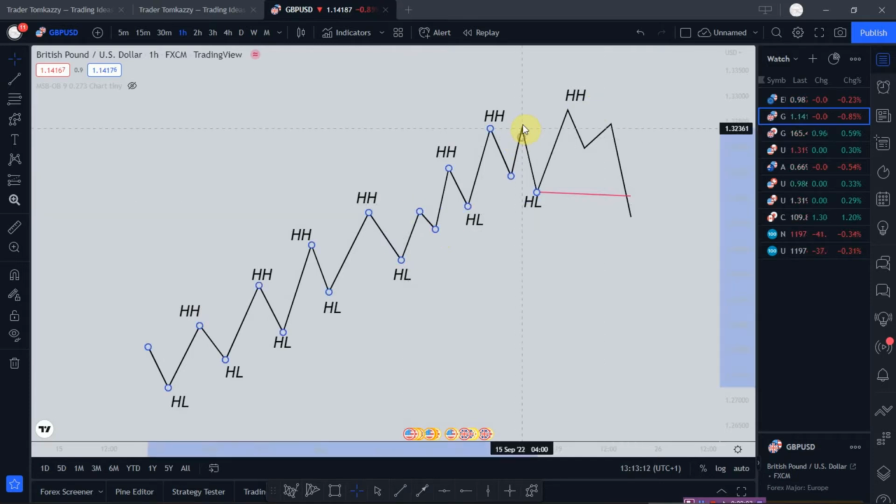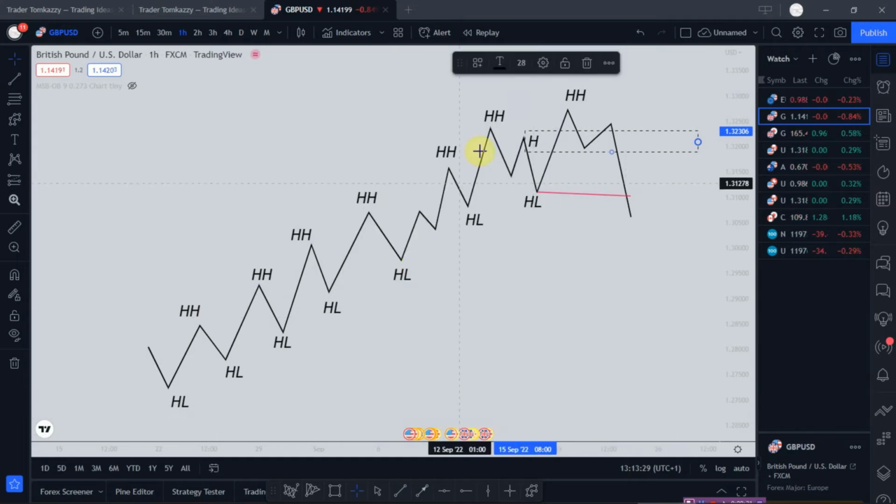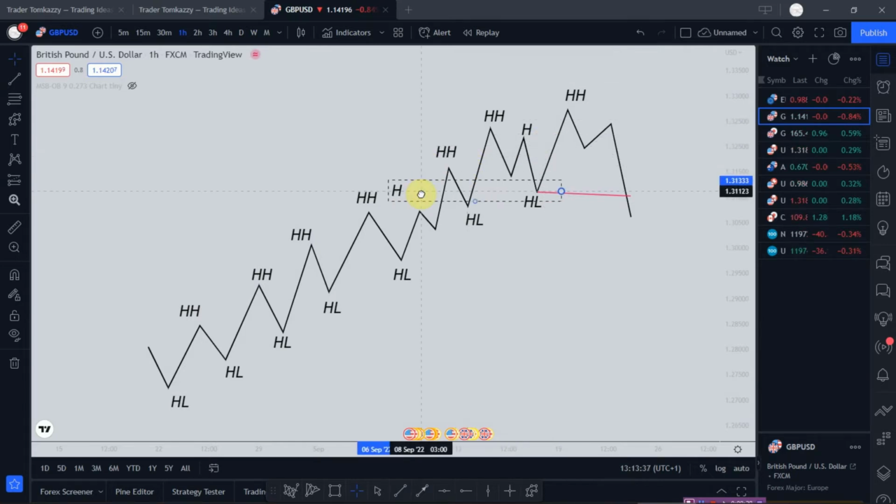Look at this one too. This high wasn't able to break the previous high. So we don't call this a higher high, but we call it a high. So this is a high. This is a high. And this is a low. This is a low. Okay.